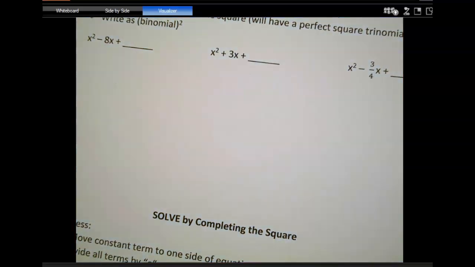Okay, so y'all, we learned to factor to find the x-intercept. So we factored, and we always had to start the factoring.